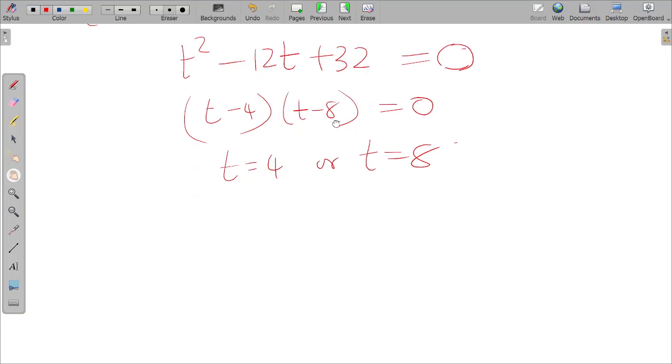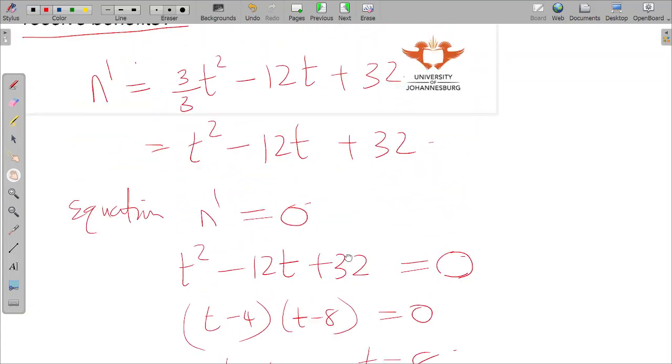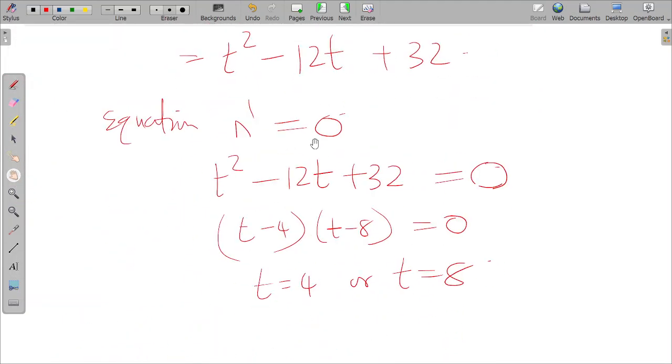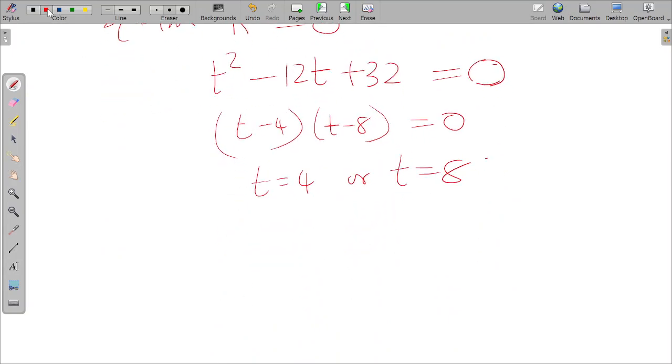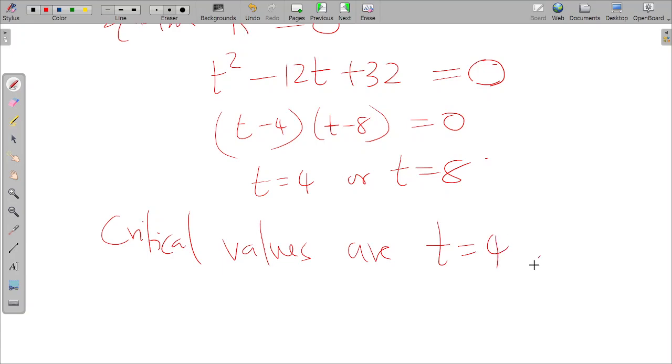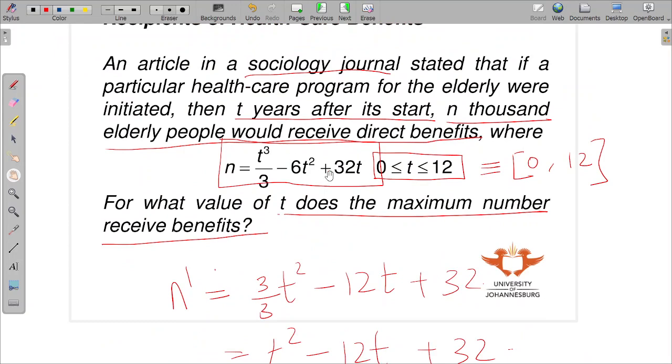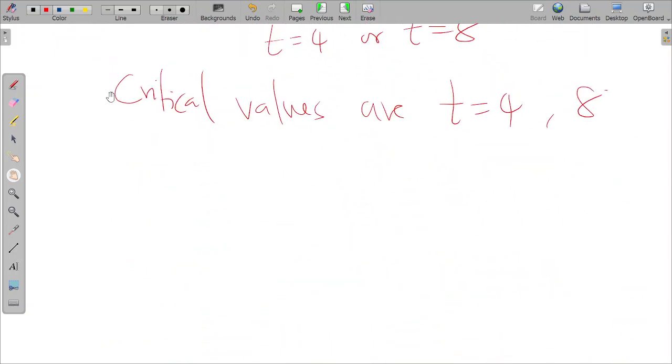So it's fine. The next thing to do is just to evaluate this function at the endpoints and at the critical values. The critical values are t equals 4 and 8. Don't forget, we just need to evaluate. There's no need to find the second derivative or use the first derivative test. No, there's no need to do so.